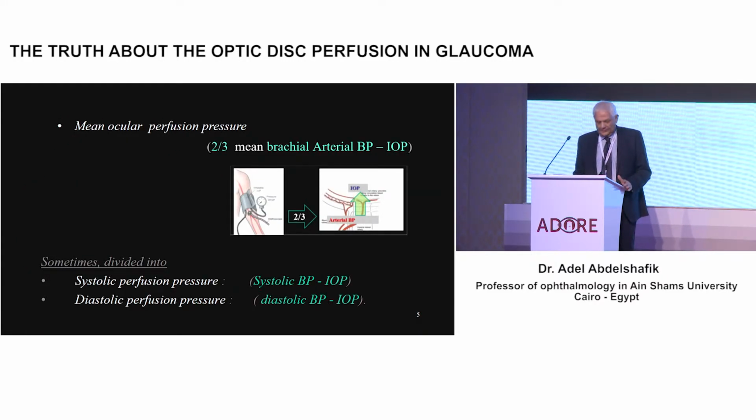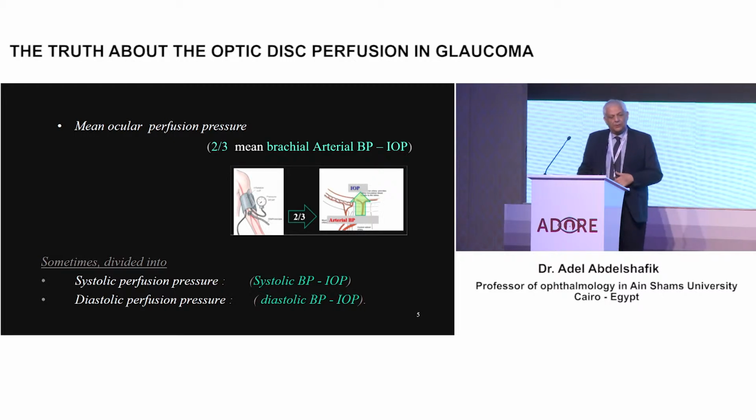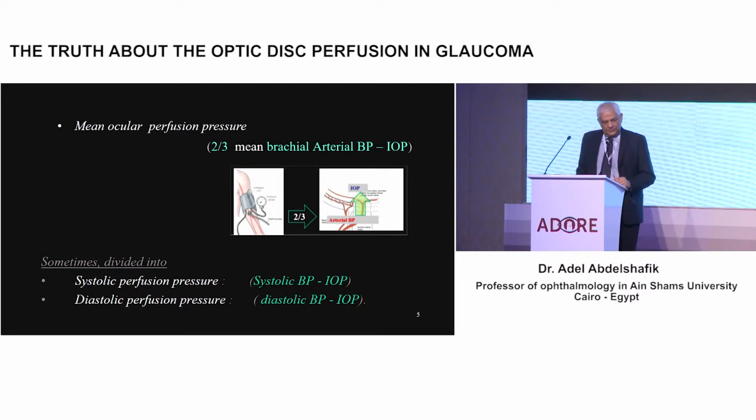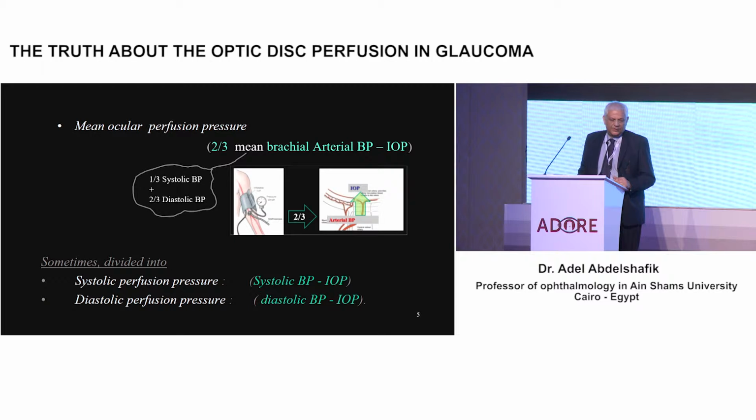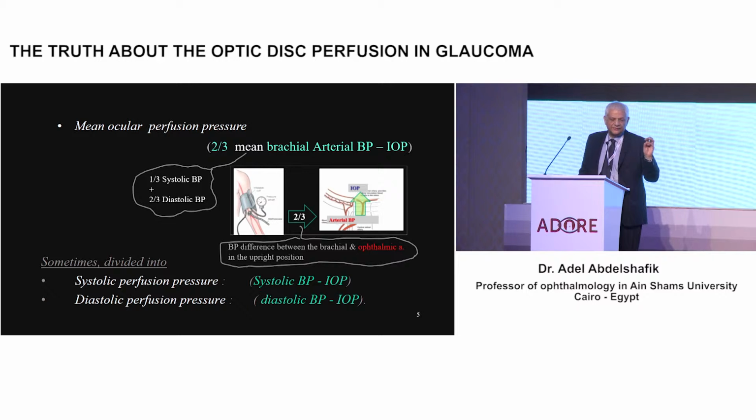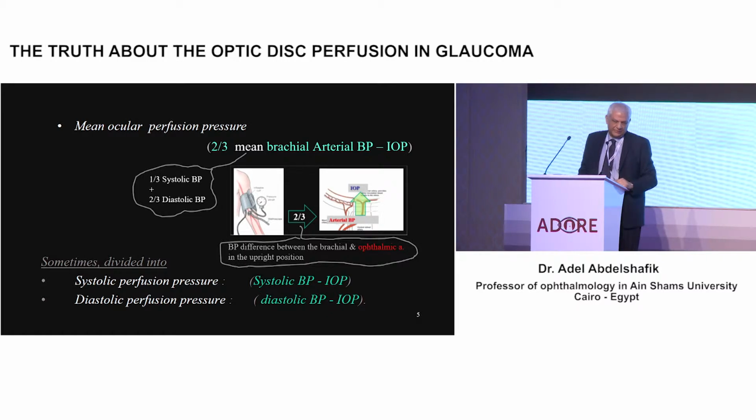There are different things measured. The mean ocular perfusion pressure is the difference between the brachial blood pressure and the IOP. What is meant by mean? It is 1/3 systolic plus 2/3 diastolic. And we take 2/3 of this value because this is the difference between the pressure in the brachial artery and the ophthalmic artery. Sometimes they measure the systolic perfusion pressure or the diastolic perfusion pressure.